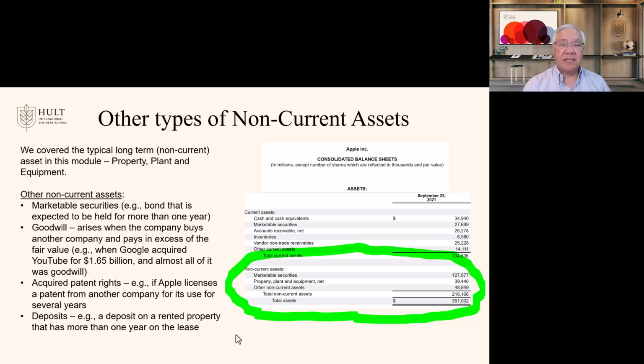Goodwill, which arises when a company buys another company and pays in excess of their fair value to buy it. An example of this, a pretty big example, is Google acquired YouTube for $1.65 billion, and almost all of it was goodwill. That was an amazing amount of money that Google paid for YouTube, because YouTube was comprised of about 25 people up the block here in San Bruno, and they didn't own very many assets. So what they did have was the big lead on streaming video. And for that innovation and their brand value and their name and their capability, Google, I guess, was happy to pay $1.6 billion for it.